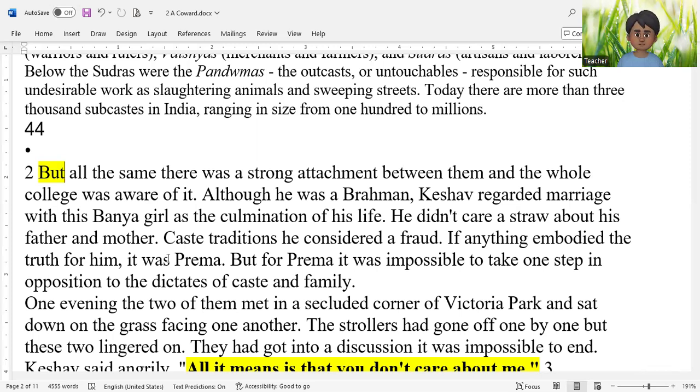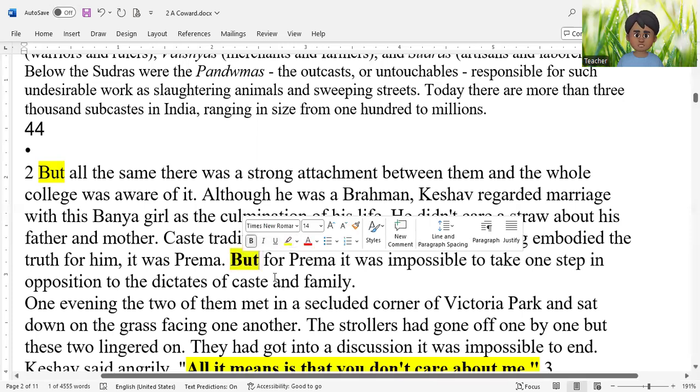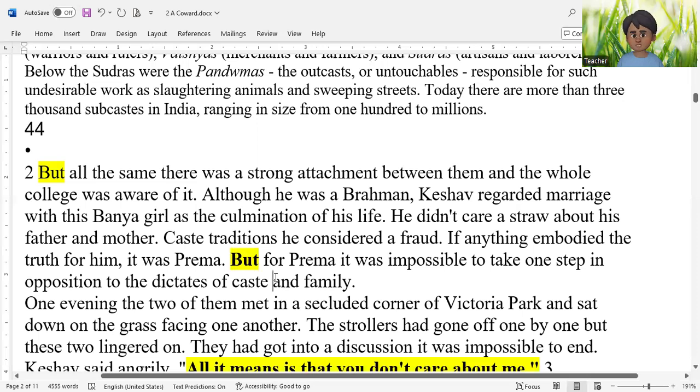Read ahead. Caste traditions he considered a fraud. If anything embodied the truth for him, it was Prema. This is quite interesting. Keshav is opposed to the caste system and he thinks that Prema is the symbol of truth for him. But for Prema, again, pay attention to this contrast marker "but", because we are doing academic reading. But for Prema, it was impossible to take one step in opposition to the dictates of caste and family. So do you see a very clear conflict here? The boy says caste is a fraud, and the girl says she cannot go against the caste system and family.